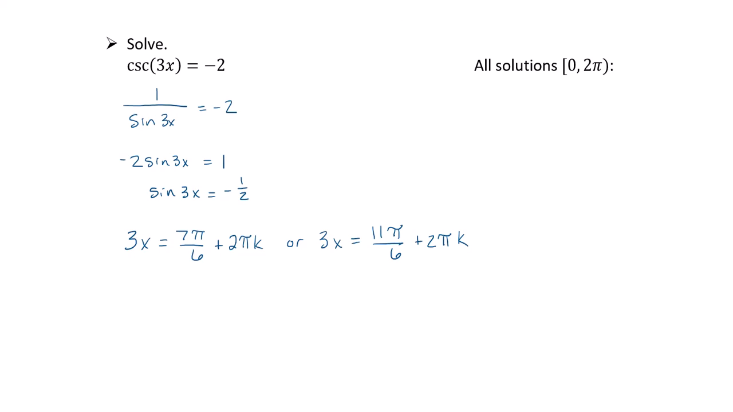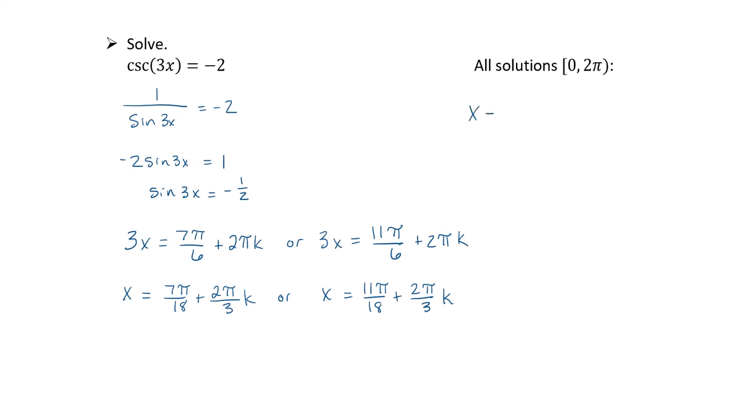I'm going to multiply through by 1/3 on both sides of both of these equations, and that'll get me x equals 7 pi over 18 plus 2 pi over 3 k, or x equals 11 pi over 18 plus 2 pi over 3 k. Now I can go ahead and use the formula that I've come up with here to get all my solutions that lie between 0 and 2 pi.